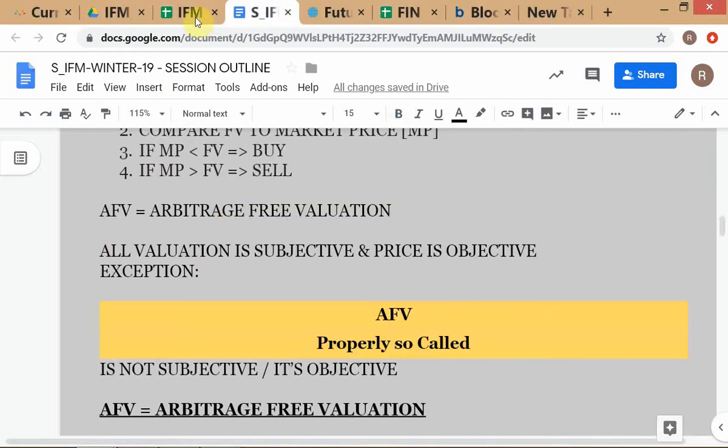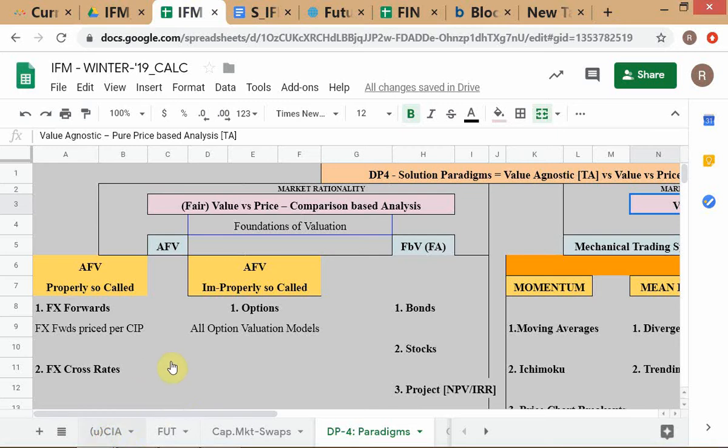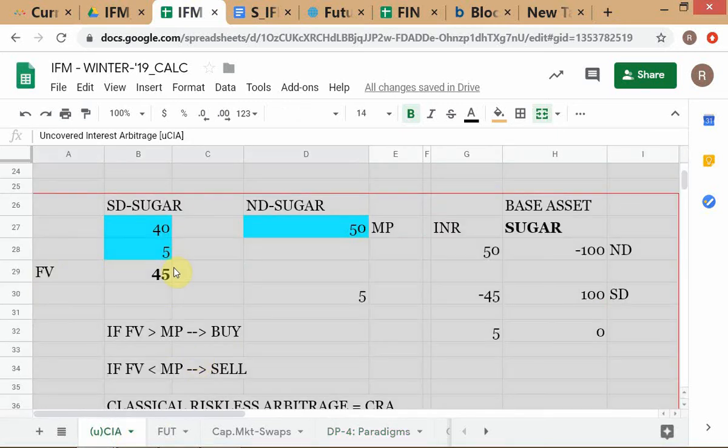And why do we say that? Because as you can see here, there's nothing subjective about it, because you can see the prices. Your estimate of the fair value of North Delhi Sugar was 45, because you could see for 45 rupees you could create a synthetic equivalent for the natural sugar being traded in the North Delhi market directly, by buying it in South Delhi and transporting it to North Delhi. This is clear. Okay, so this is really the heart of arbitrage free valuation.